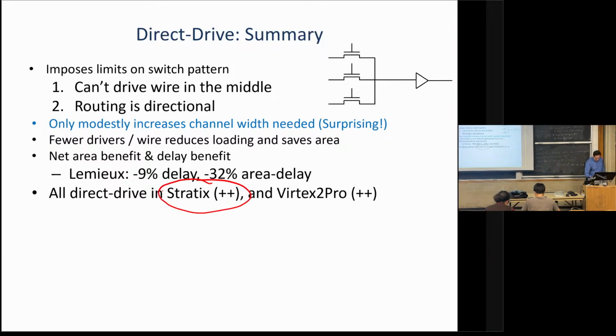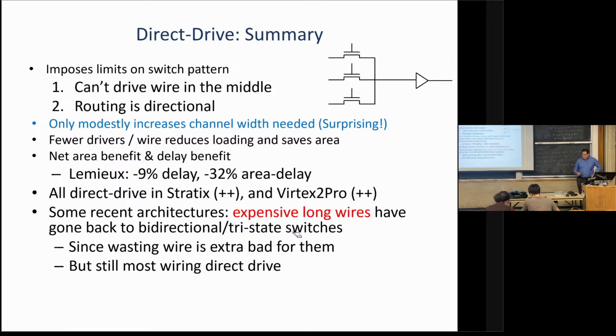And then Xilinx, the next generation, they had some direct drive before that. So they were clever. They figured out this kind of switch was good. But they used a mix. And then the next generation of their chip after Stratix, they also went all direct drive. So this became the dominant switch. In some recent architectures, it's backtracked a little bit.